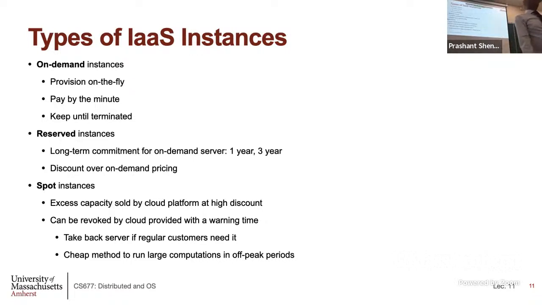So the question is, if you get a warning, can you change it to on demand? Certainly, what you can do is, if you get a warning, you save your state, then you can go and request an on demand. You can't change this one to an on demand. You can't say, you gave me a warning, I'll pay you more. That's not possible. After the warning, the server will be taken away.